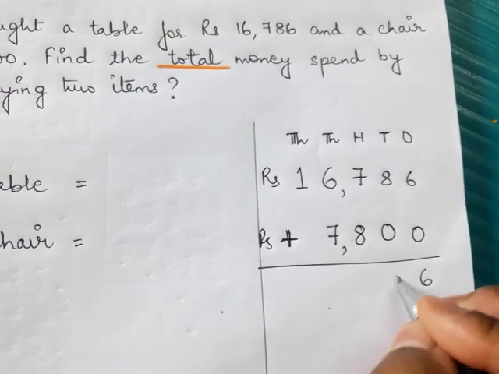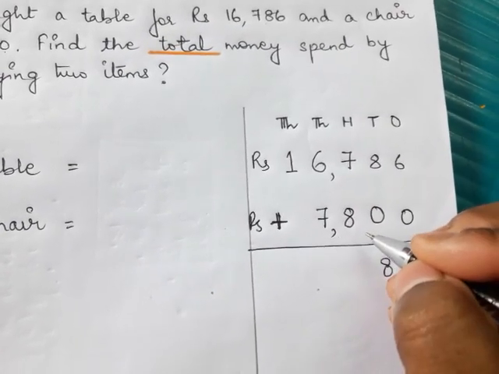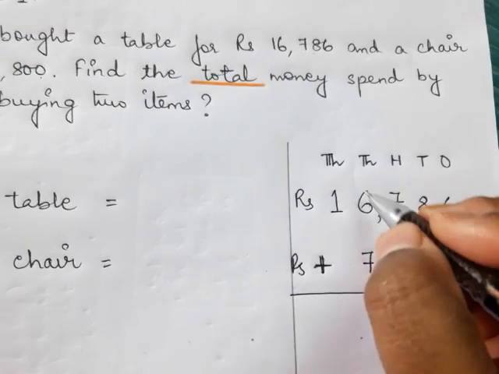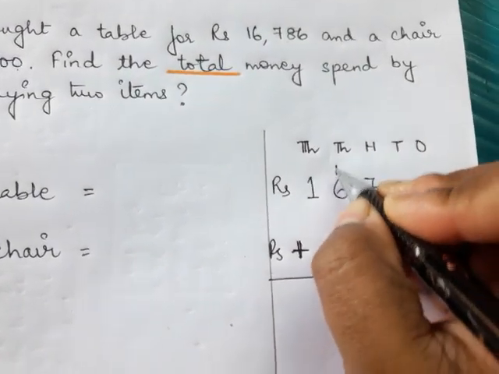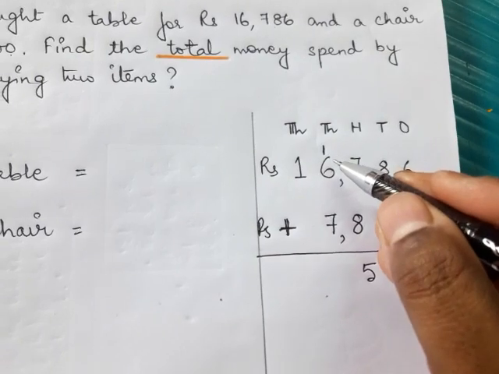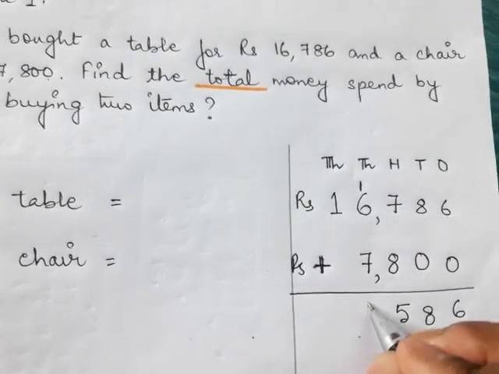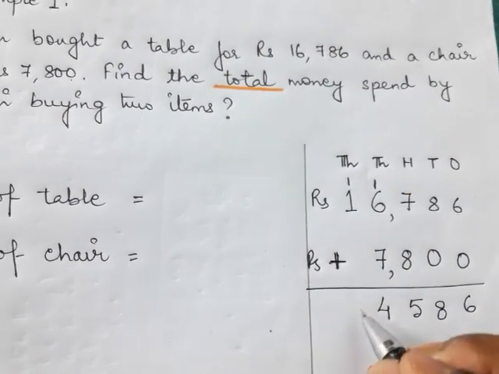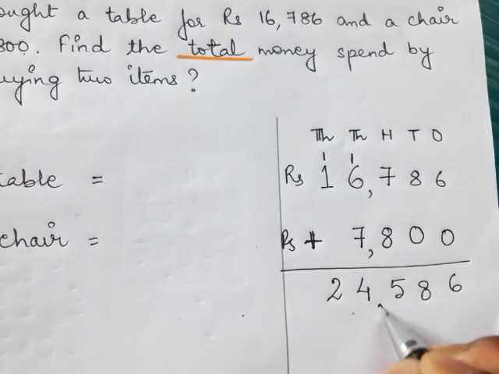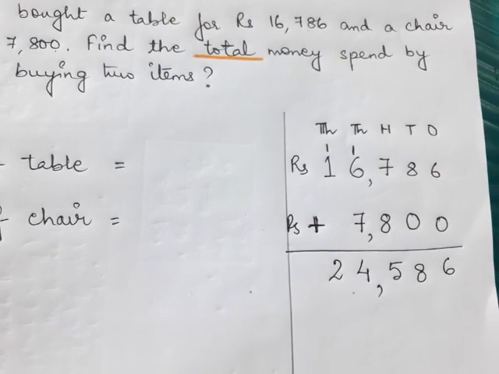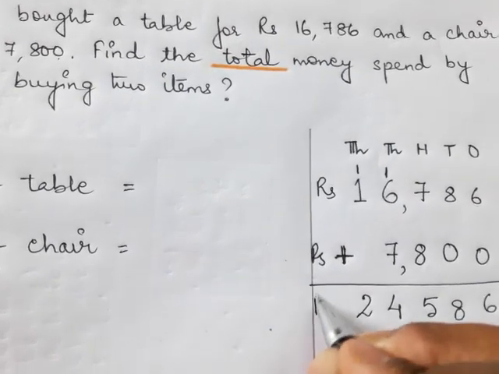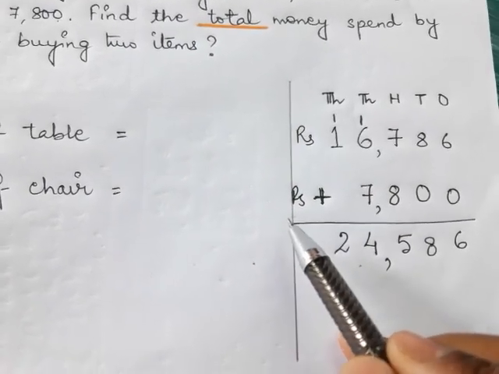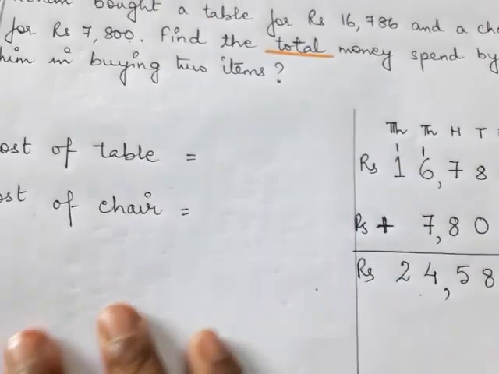8 plus 0 is 8. 7 plus 8 is 15. I'll write 5, 1 carried over. 6 plus 1 is 7. 7 plus 7 is 14. 4 comes down and 1 carried over. 1 plus 1 is 2. So it is 24,586 rupees. Don't forget to mention rupees. Okay, you have to write rupees all the time.